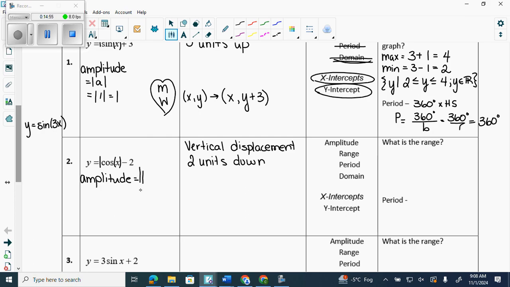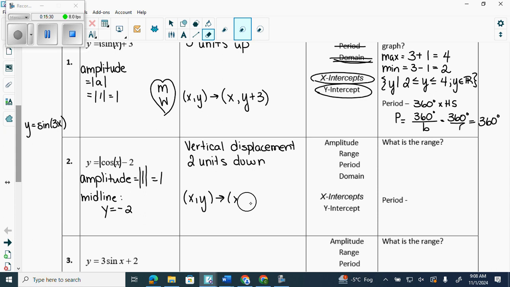So amplitude is the absolute value of 1. So it's 1. And what's my midline? I should have actually written it as a line. What's my midline? Y equals what? -2. The only thing that can move that y equals 0 is your vertical displacement, which moved it 2 down, right? Your D is your midline. My mapping, x, y becomes x minus 2. That's a lie. x comma y minus 2.